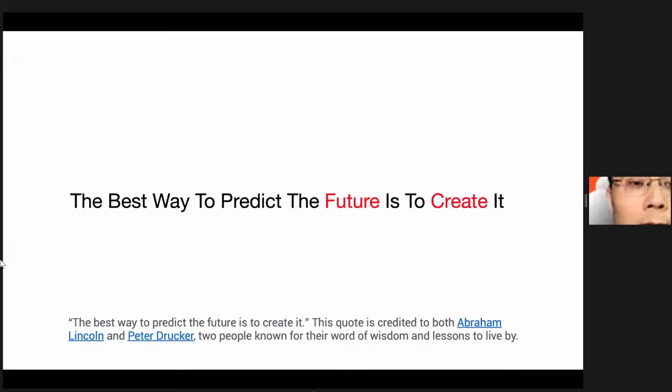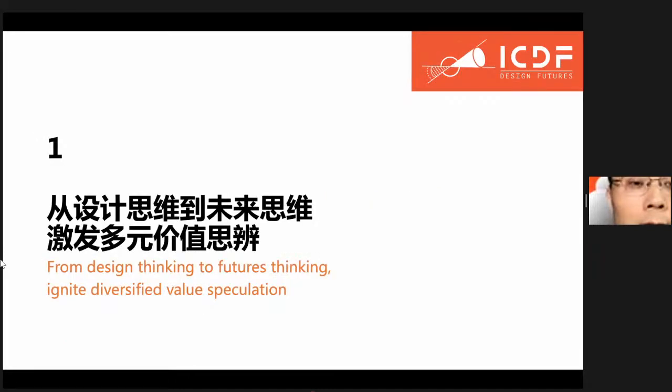These are the foundations for the study of futures, and we want to look at the future from the perspective of design. We are not trying to forecast it. We want to create the future. The best way to forecast the future is to create the future. The first opinion is from design thinking to futures thinking.